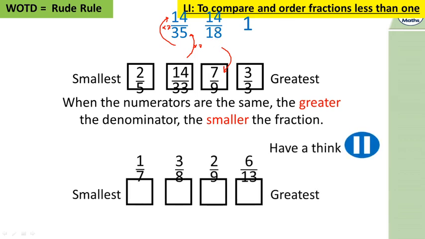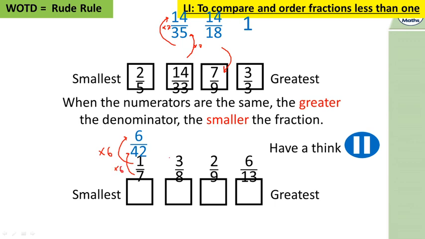Okay, let's have a go at this one. Compare those. Can you make the denominators or the numerators the same? Okay, so you can make all the numerators 6. So if you times 1 by 6, you get 6. Whatever you use to the top, you use to the bottom. 7 times 6 is 42.